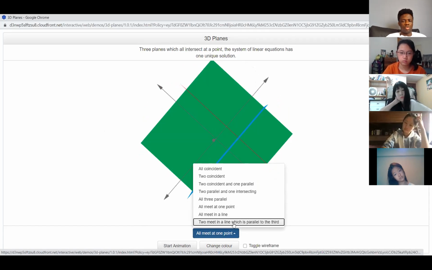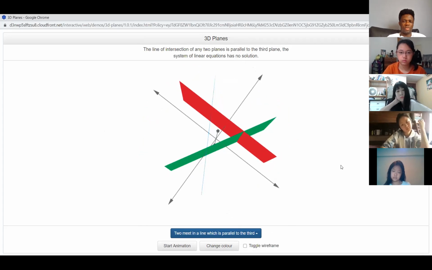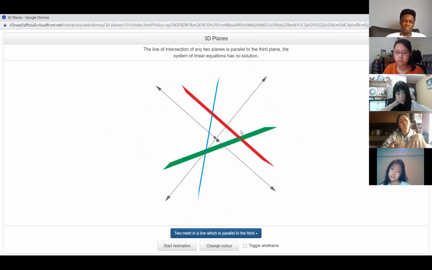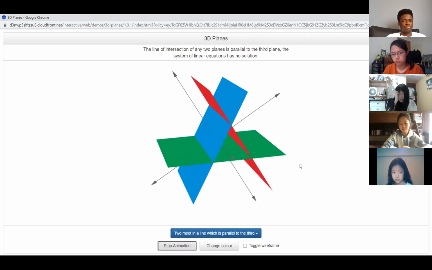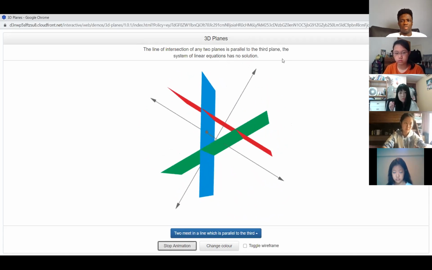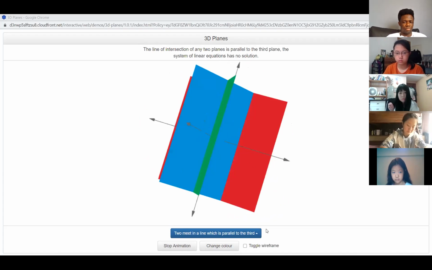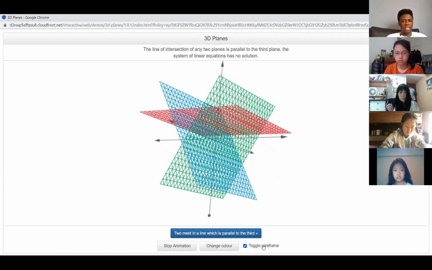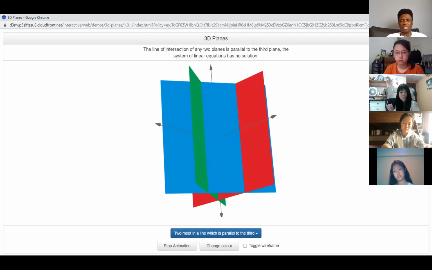So for the third one, two will meet, and their common line, like this red line, is parallel to the line that is common to the green and the blue. Are you getting my point? The green plane is parallel to the intersecting line of the blue and the red. And the blue plane, sorry, is parallel to the intersecting line of the red and the green. Does this make sense? So these are all the 8 possibilities for planes in 3D.